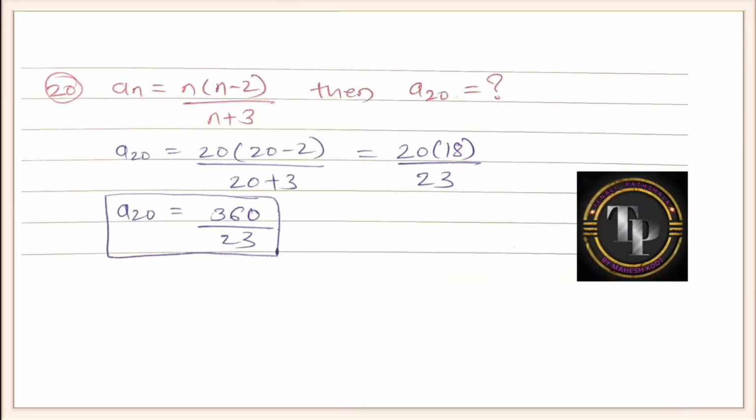Last question. An is equal to n into n minus 2 divided by n plus 3. Then find A20, they are asking. Put n is equal to 20: 20 into 20 minus 2 divided by 20 plus 3. 20 minus 2 is 18, so 20 into 18 divided by 23. 20 into 18 is 360, so it is 360 divided by 23. This is A20, that means the 20th term they are asking.